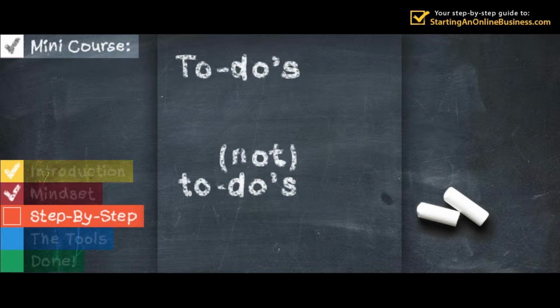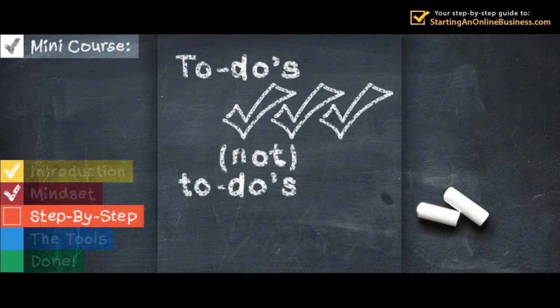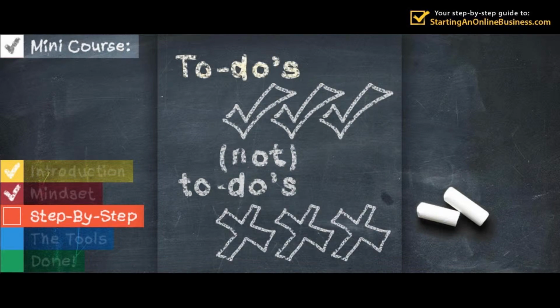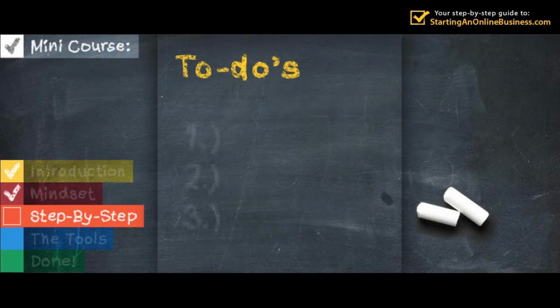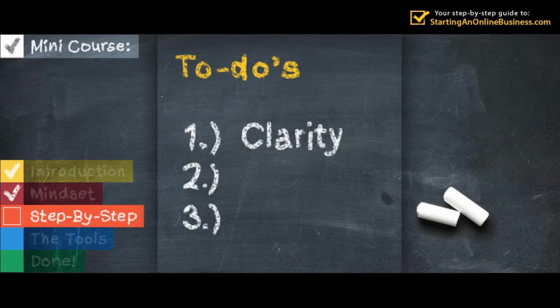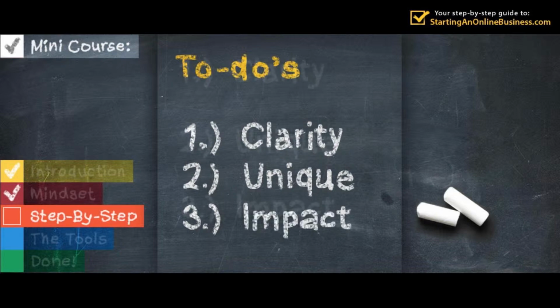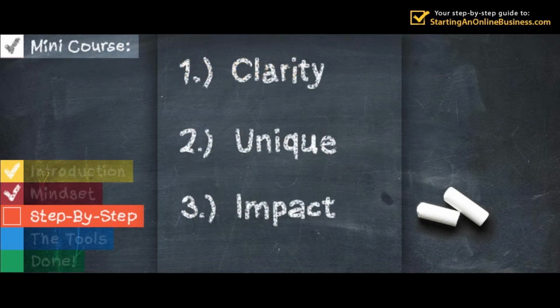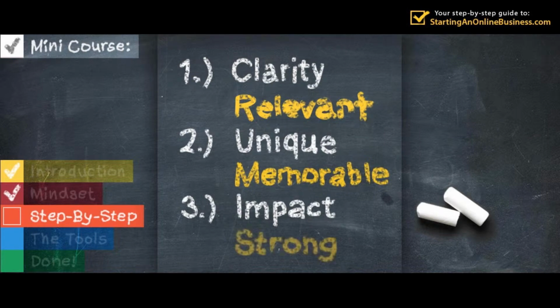Alright, I'm going to quickly list in simple terms the to-dos and the not-to-dos, each one at a time. As it happens, there are 3 to-dos and 3 not-to-dos. We'll do the to-dos first. Here are the 3 things that you're going to want to consider when selecting your URL. Number 1, clarity. Number 2, uniqueness. Number 3, impact. All 3 of these have one common purpose: to be relevant, memorable, and strong for the visitors that you'll be attracting to your website.